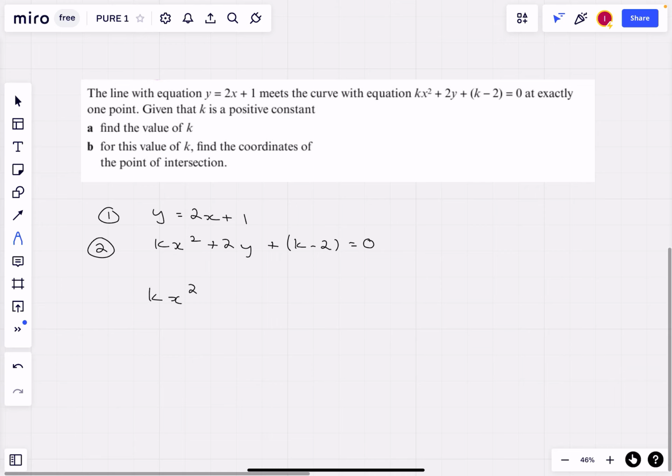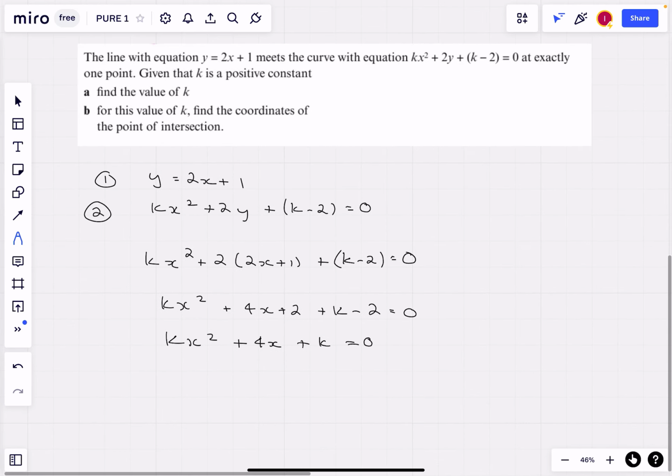So if you were to substitute y in, you get something like this. And now you can expand and make it equal to 0. So expand and simplify. Plus 4x plus 2 plus k minus 2 equals 0. Kx squared plus 4x plus k equals 0. Because plus 2 and minus 2 gives you 0.